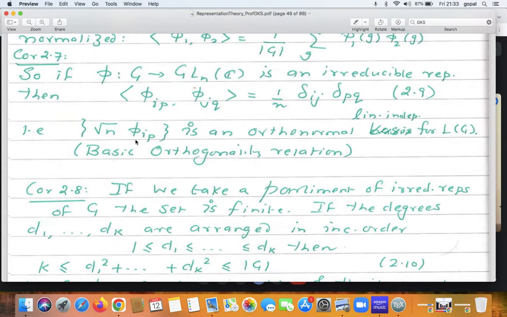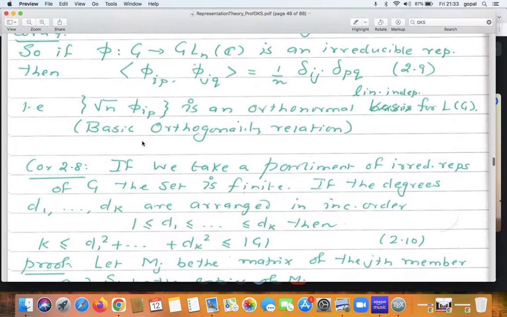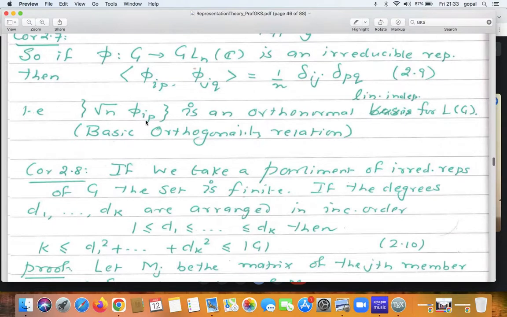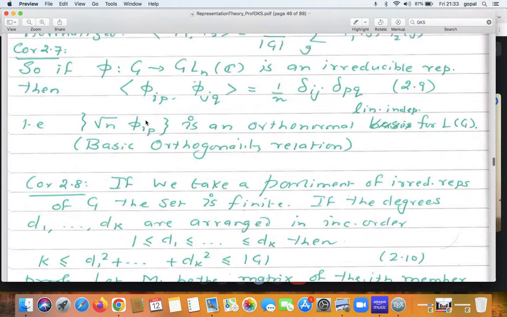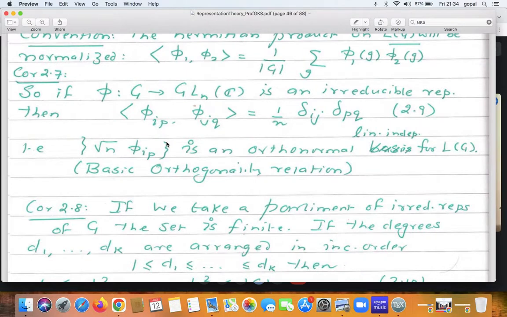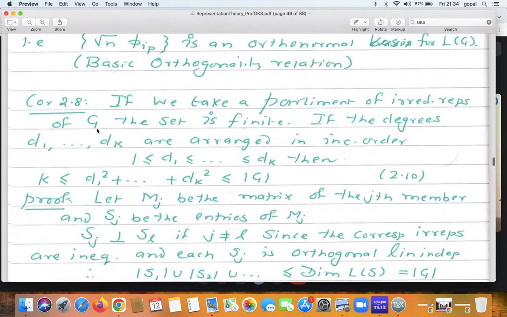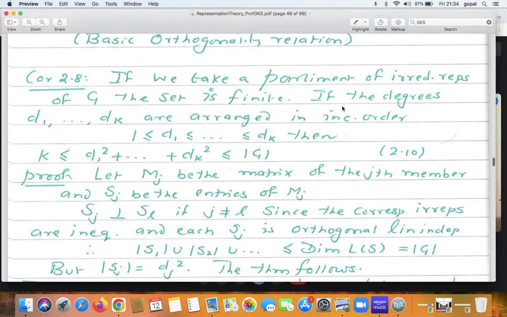And how many are there? They are n squared. It's an orthonormal linearly independent set for L(G). If we take a parliament of irreducible representations of G, then this set is finite. If the degrees of the representations d1, d2, ..., dk are arranged in increasing order, then k is less than or equal to d1 squared plus d2 squared plus ... plus dk squared, which is less than or equal to |G|.